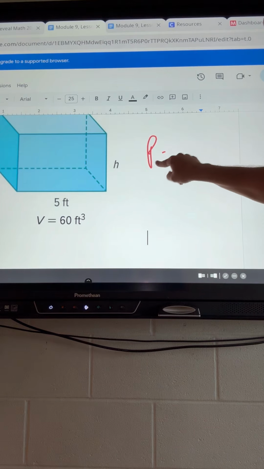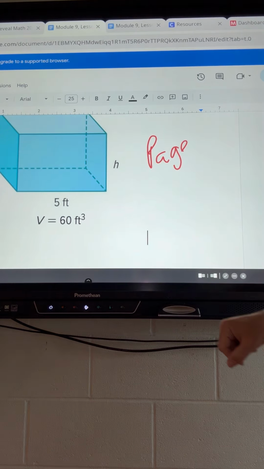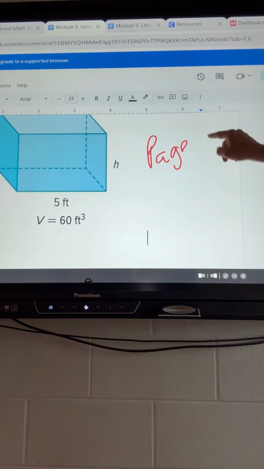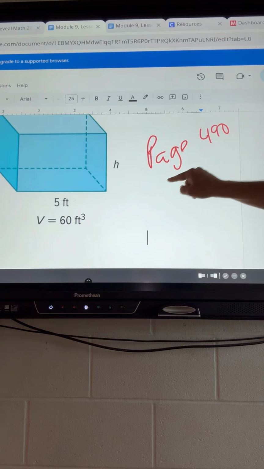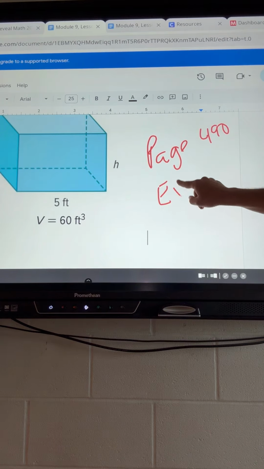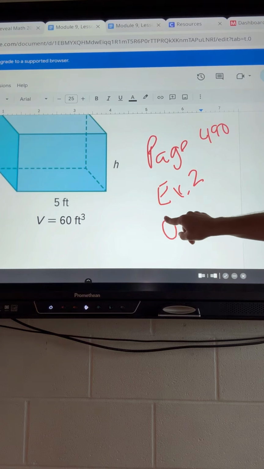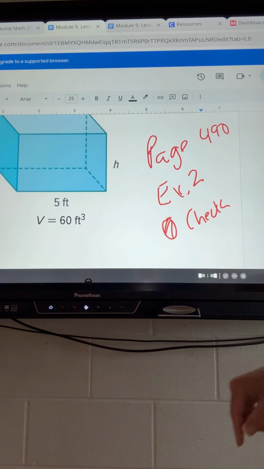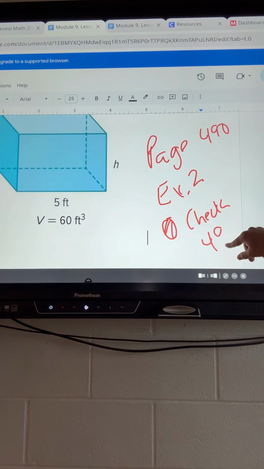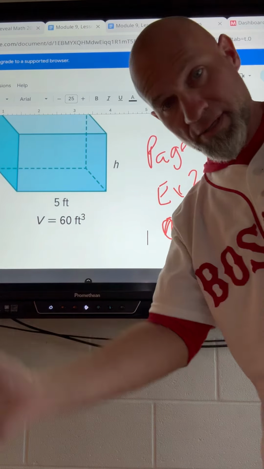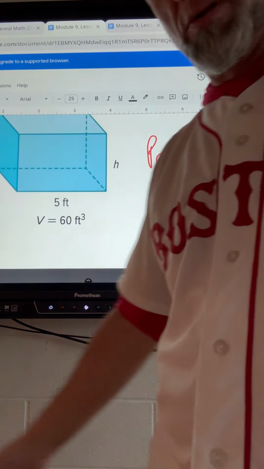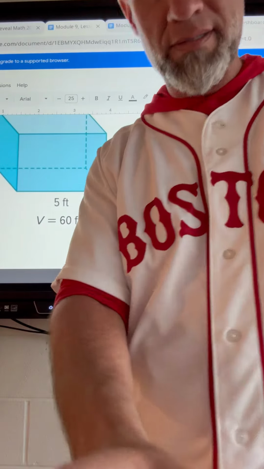So in your workbook, you're going to work on page 490, and you're going to do example number 2, and you're going to do the check problem as well. All right, and then if you finish, you can start working on the practice problems on page 493. Just start with number 1 and keep going, okay? And hopefully by that time I will be back soon enough.